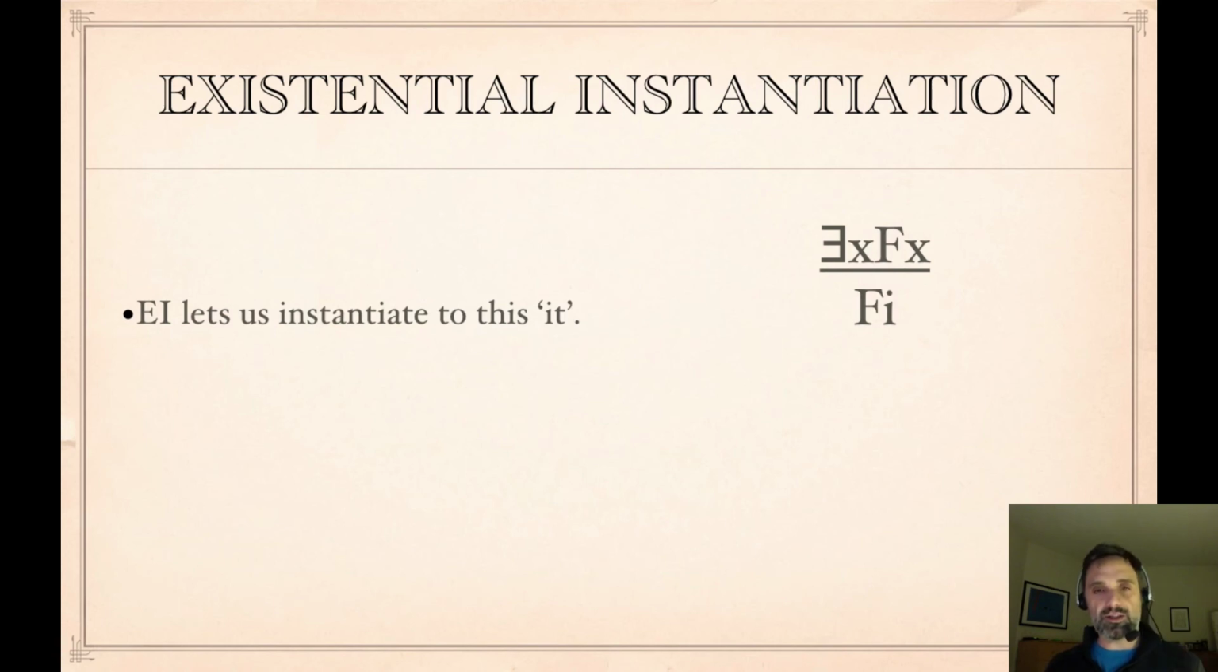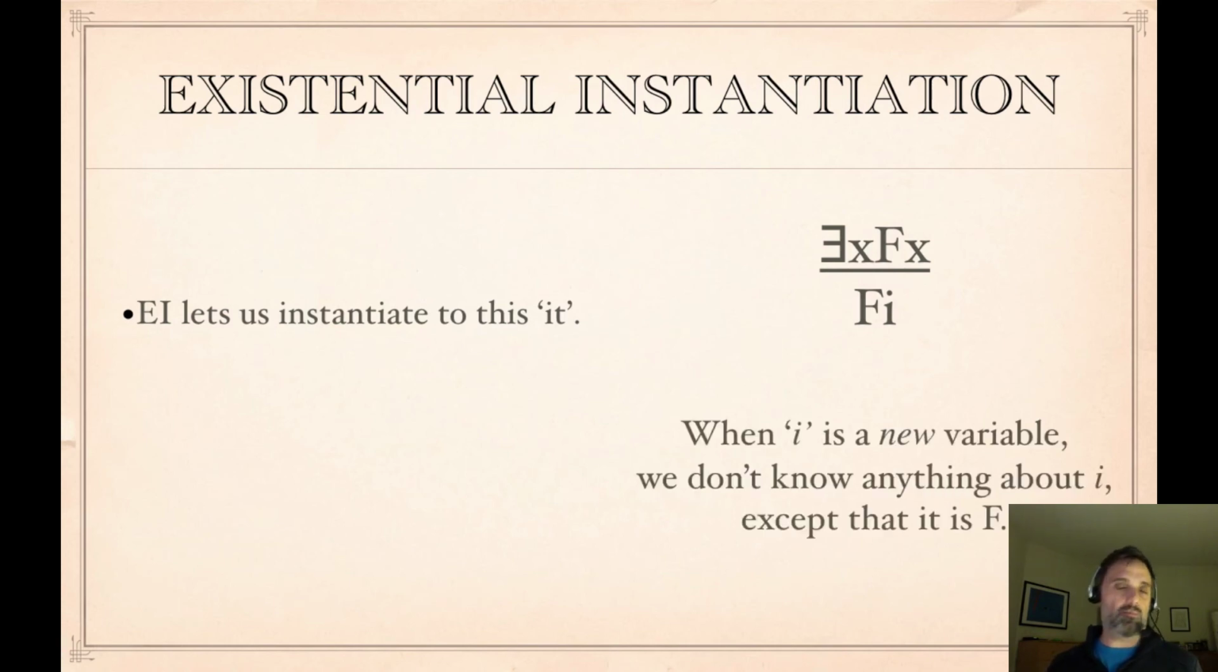The EI lets us instantiate to this it. But we need to have this restriction that we don't know anything about which thing it is besides that it makes the existential generalization true. And so the way in which we enforce that restriction, that we don't know anything else about the referent of it except that it makes the existential generalization true, is we make i be a new variable. So we're making it so that we don't have any information about i. And so that's why we have the restriction.